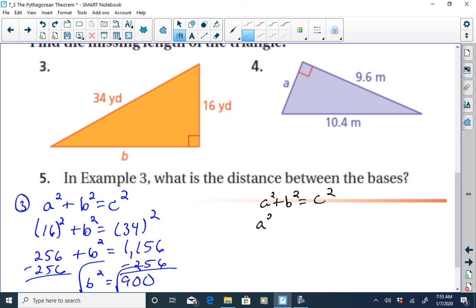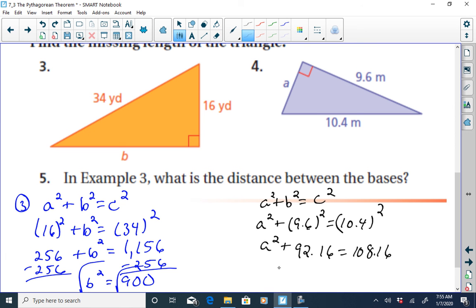A squared we're looking for, but b we're given is 9.6. We have to square that, and that's got to be equal to the 10.4 squared. So a squared plus 9.6 squared, 9.6 times 9.6, that's going to be 92.16, is equal to 10.4 squared. 10.4 times 10.4, that's going to be 108.16.